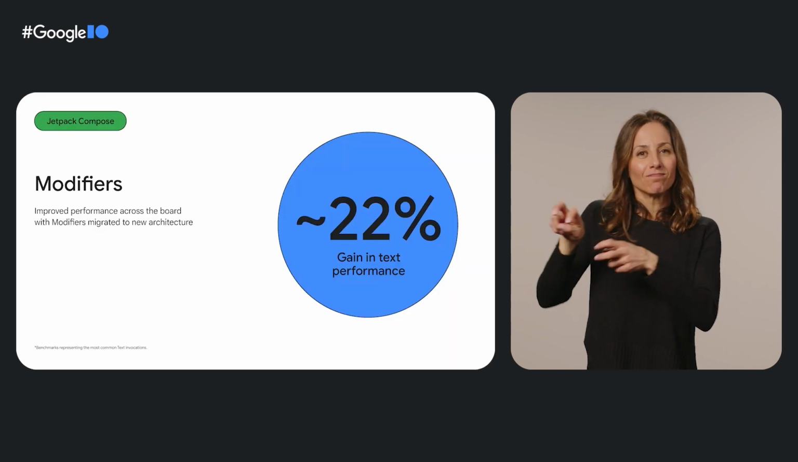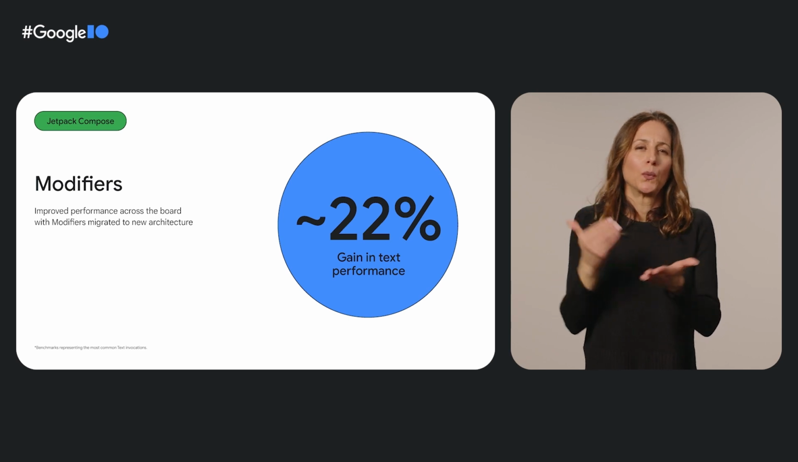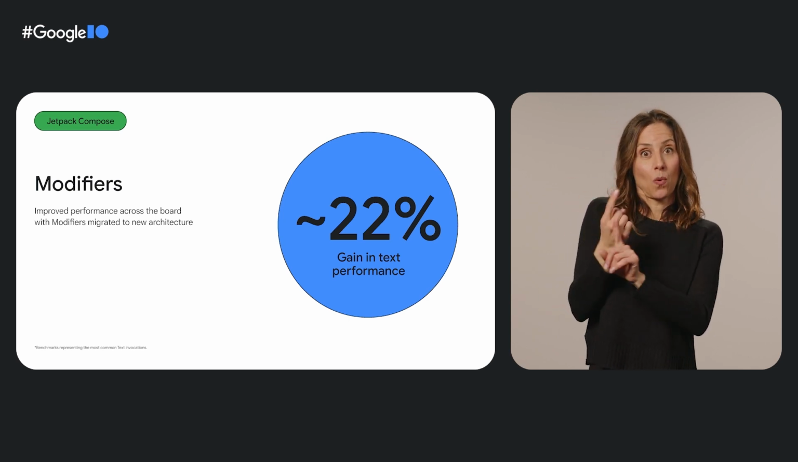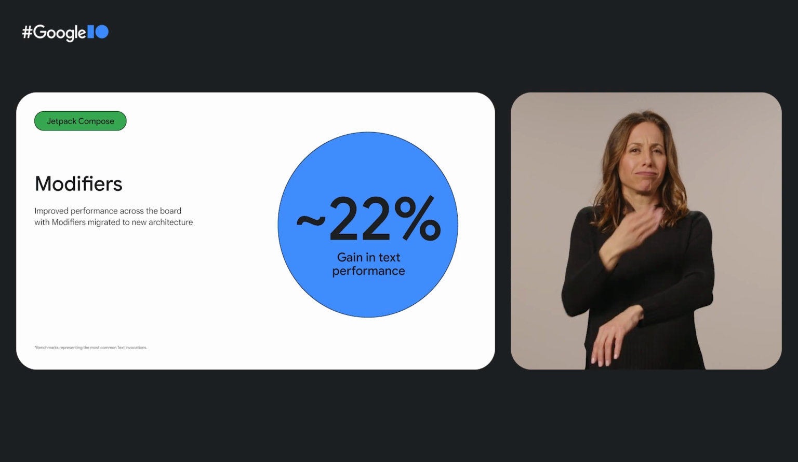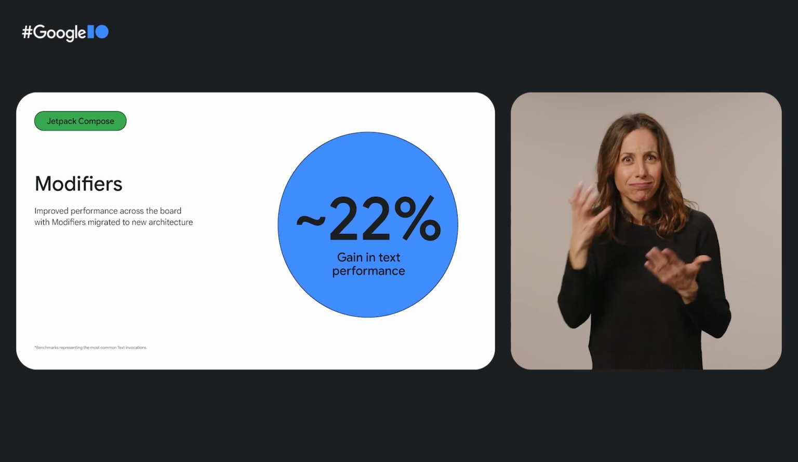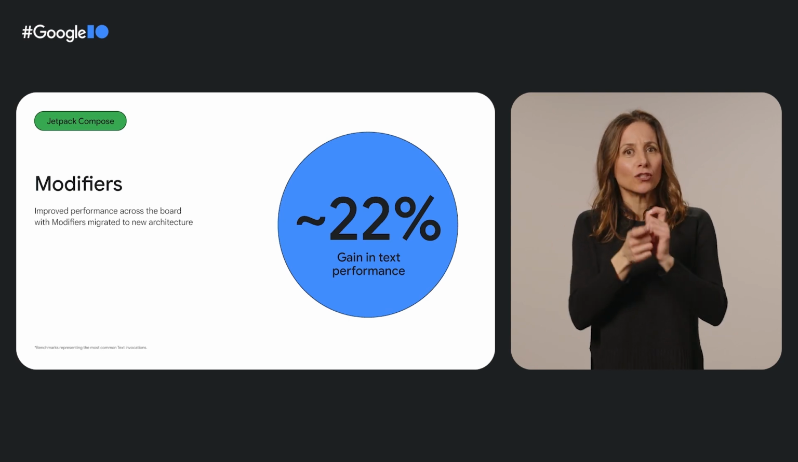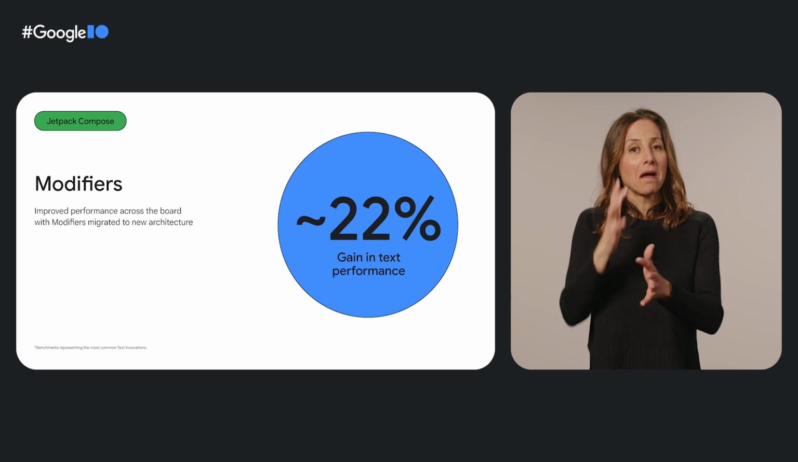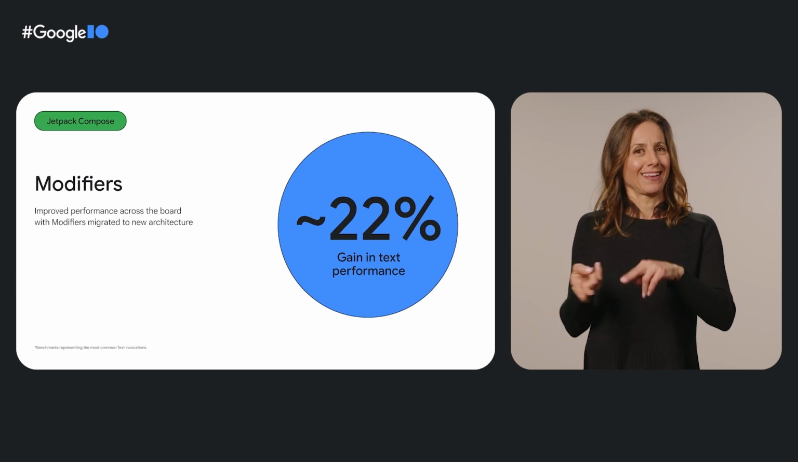Compose for mobile, Wear, and TV all use the same runtime and foundational systems, which means you can use the same testing APIs, Android Studio tools like Previews and Layout Inspector, and all three platforms will see the benefits of performance optimizations under the hood. Last October, we started migrating modifiers to a new and more efficient system. For text alone, this work resulted in an average 22% performance gain that could be seen in the May 2023 release. But these improvements apply across the board. The best thing about this is that you don't have to change the way you use modifiers. Just update your version of Compose to see these gains.